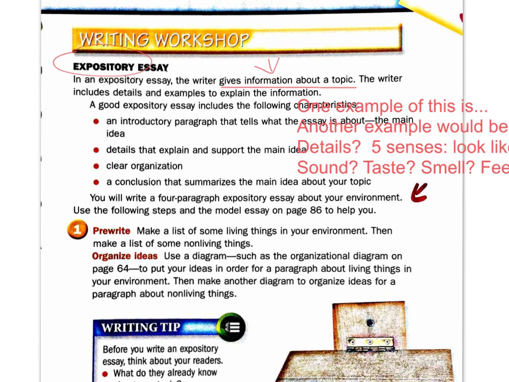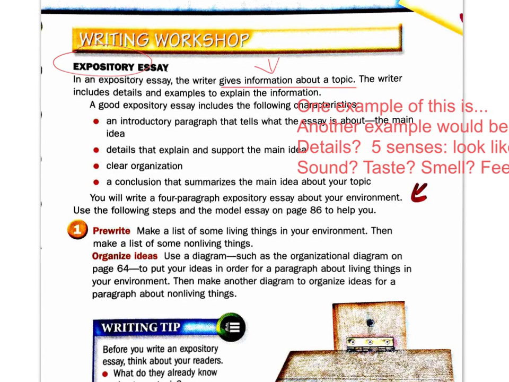Think about your five senses. What does it look like? What does it sound like? What does it taste like? Does your environment taste like something? Does it smell like something? How does it feel? Do you have something comfortable and soft in your environment? Sorry, I didn't spell look correctly. Look, taste, sound, smell, feel. Those are your five senses.